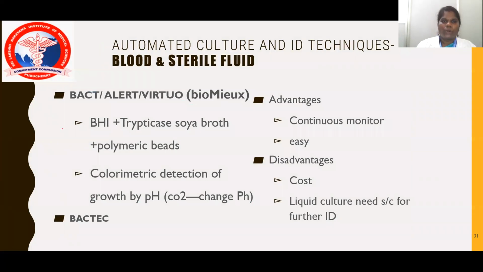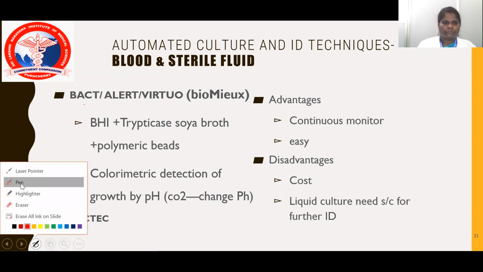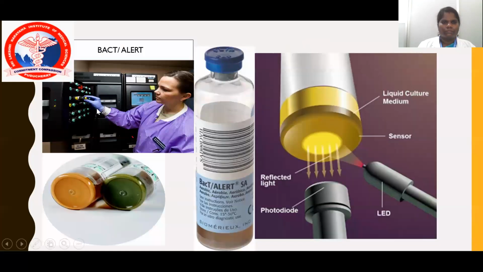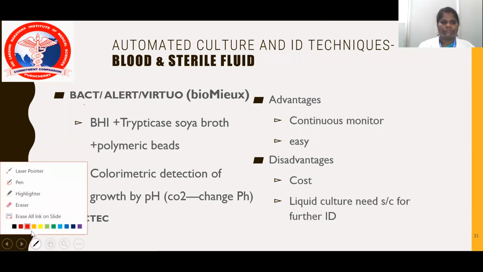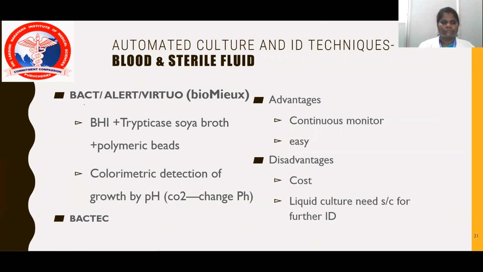Okay. Next, let us move on to the automated culture. So we have the BACTEC. Here, blood culture and sterile fluid can be inoculated in the automated culture and identification technique. So BACTEC, Alert or Virtuo can be used.